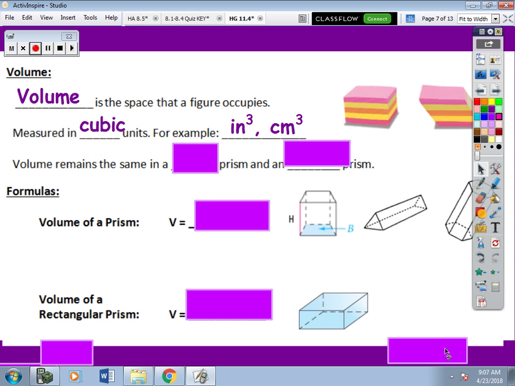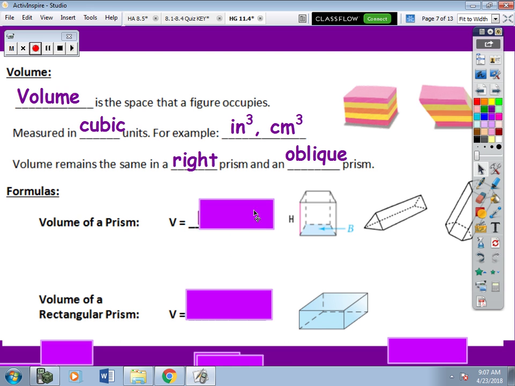Now remember, we had two types of prisms. We had a right prism and we had an oblique prism. The volume will remain the same whether it's right or oblique. If it's tilted, it still has the same number of layers. It just happens to be on a slant. So the volume of a prism, any prism, could be a pentagonal prism, an octagonal prism, a triangular prism, is going to be big B times h. Remembering that big B is the area of the base. We've practiced a lot. And then capital H stands for the height of the prism.